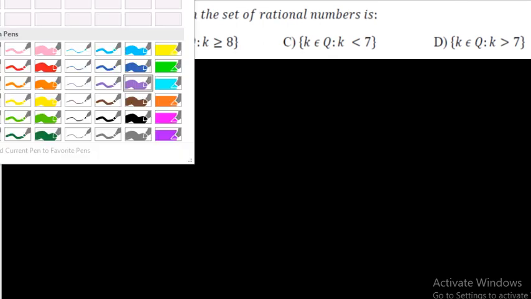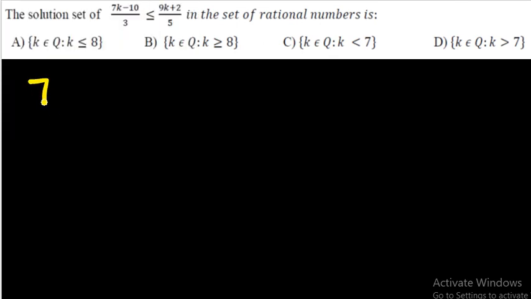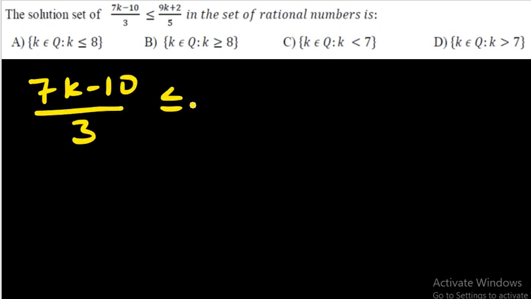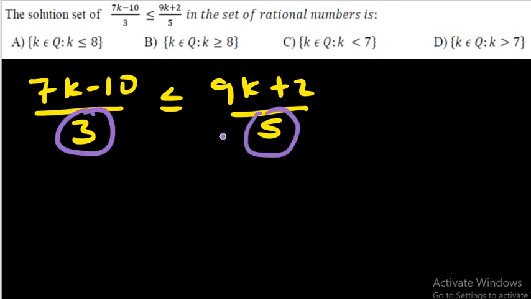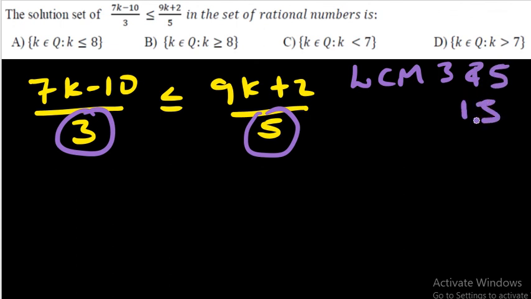For today, the last question that I prepared: (7k minus 10) over 3 is less than or equal to (9k plus 2) over 5, in the set of rational numbers. For this kind of rational expression containing a denominator, it is better to apply the LCM method. What are the denominators here? In the first one, the denominator is 3, and in the second one, the denominator is 5. What is the LCM of 3 and 5? That's 15. So it's better to multiply both sides by 15.